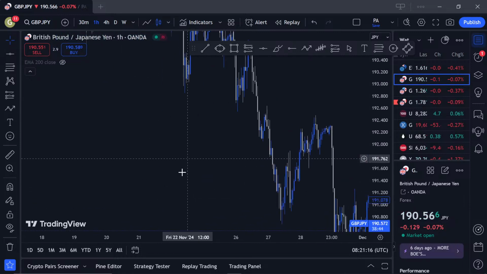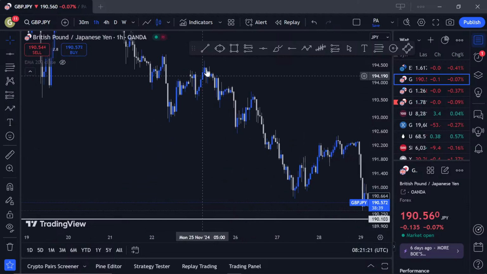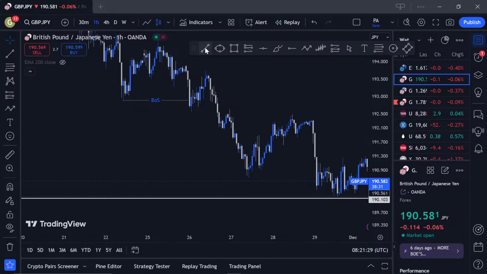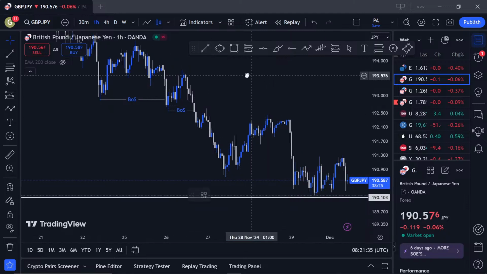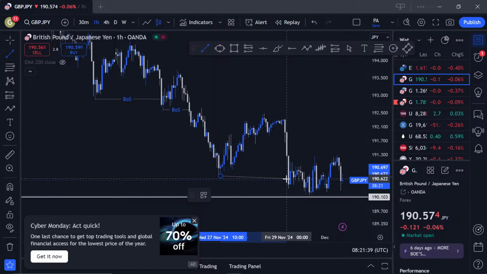Okay, so now let's look at the structure it has been creating. Since I can't go way too much back, I'm just going to start marking from here. A break of structure right here. A break of structure right here. A break of structure right here as well.